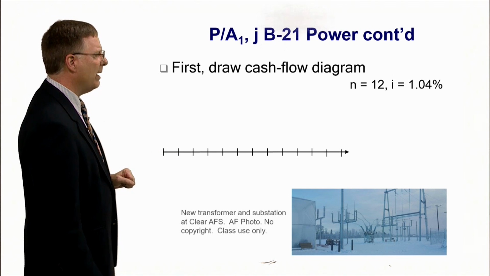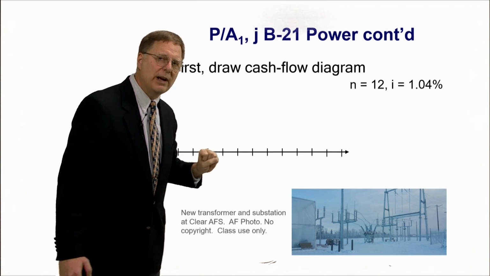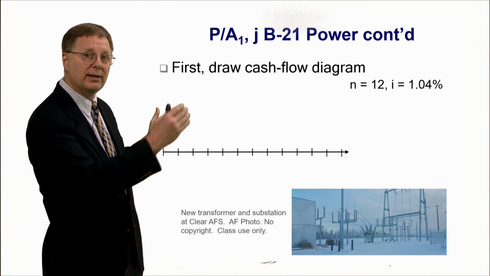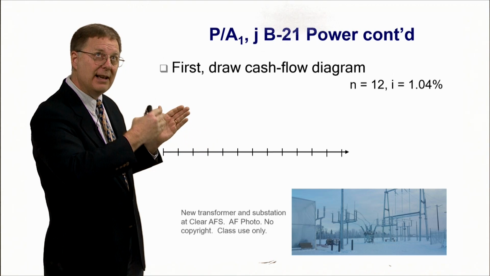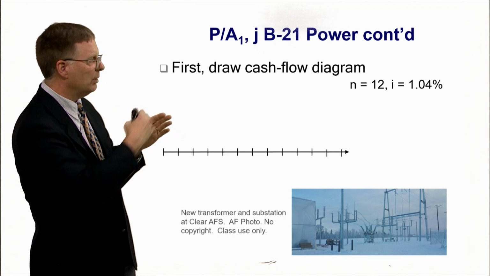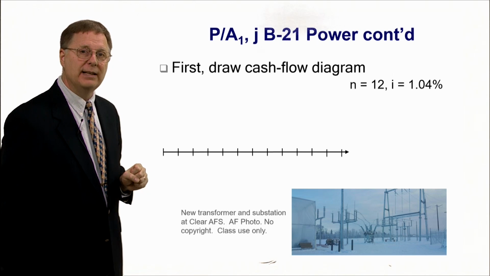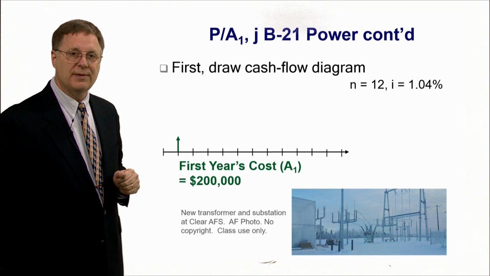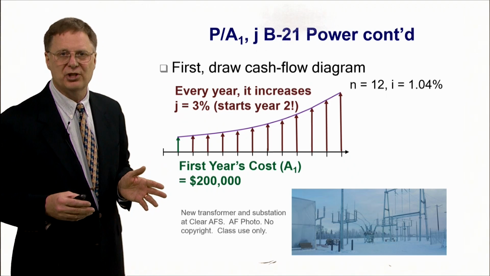Draw out the cash flow diagram. It's going to be 12 years, N is equal to 12. And for the interest rate, we're going to have to interpolate between 1.0, which is at the 10-year point, and the 20-year rate, which is 1.2. You can see that every year we get a 0.02 increase in interest rate. So we figure out that the interpolation comes up to 1.04% as the interpolated interest rate. And now we need to put down that first year cost, $200,000, and then figure out what that cost is as it increases each year, 3%.